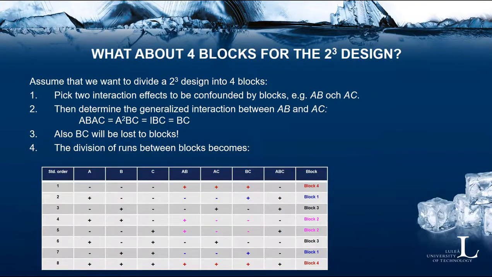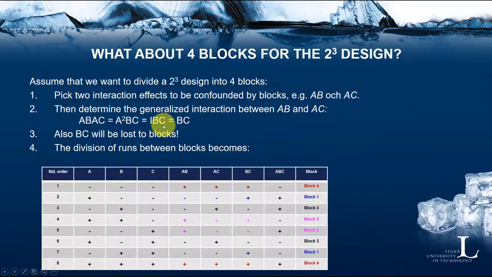Okay, so what about the situation with 4 blocks for the 2 to the 3 design? Well, we need to pick 2 interaction effects to become confounded by blocks, AB and AC in this case, and we can call these 2 block generators. We then need to determine the generalized interaction between AB and AC. We multiply AB and AC together, we get A squared BC, which is equal to IBC, which is equal to BC. So also the BC interaction will be lost to blocks, or confounded with blocks.